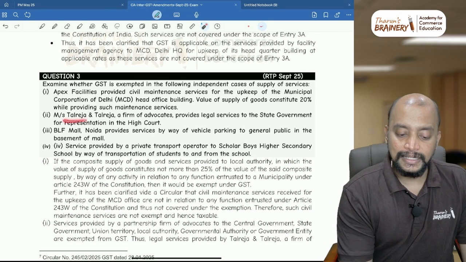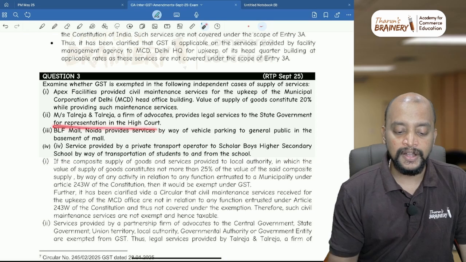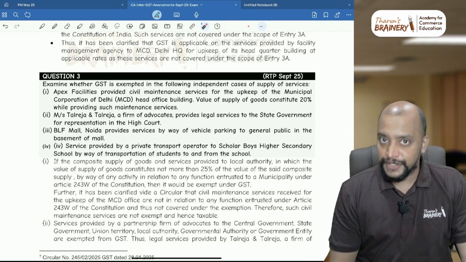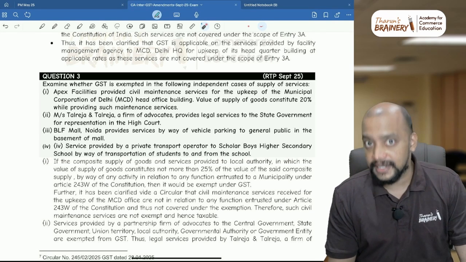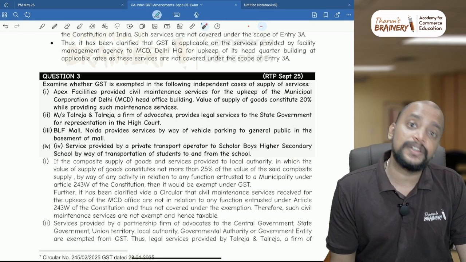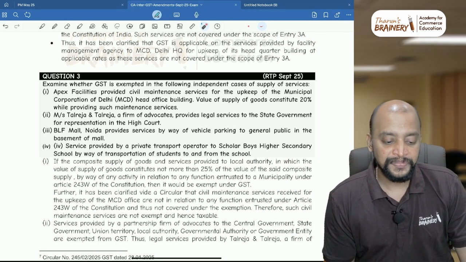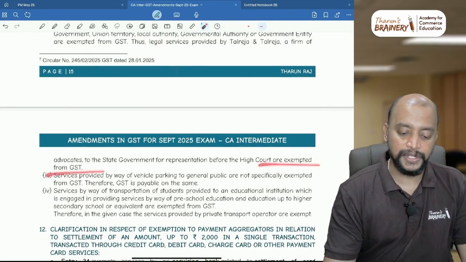Messrs. Talreja and Talreja, a firm of advocates, provide legal services to state government for representation in High Court. Exempted. Services provided by an individual advocate or firm of advocates or arbitrator to central government, state government, local authority, governmental authority or government entity are exempted. So, therefore, it is covered under the exemption.